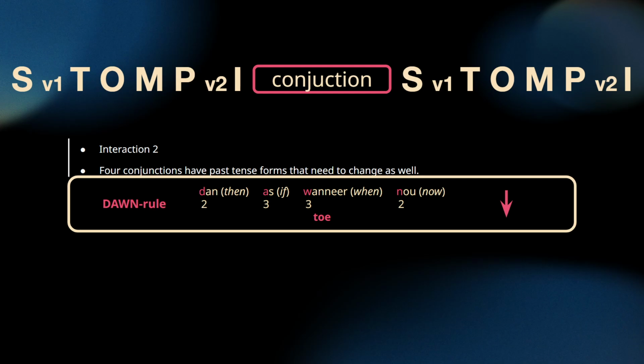Dan, meaning then, which is group 2. As, meaning if, as in group 3. Wanneer, meaning when, which is group 3. Nou, meaning now, which is group 2. All 4 of these conjunctions in the past tense are toe. I know it can be a little bit confusing, so that's why I added their groups in as well.